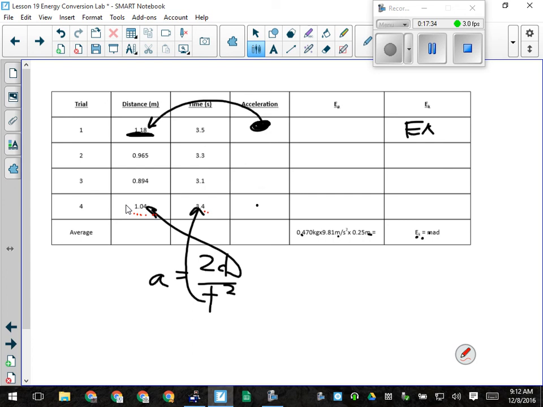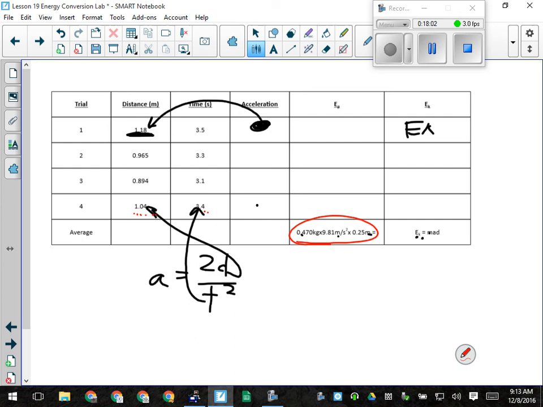Because it's the same every single time, right? You're putting the cart on top of the same ramp every trial, so we only need to do that once. And then for EK, you're going to take mass times acceleration times distance. So use your average acceleration that you calculated here, your mass, and average distance. Everybody follow me on that one?